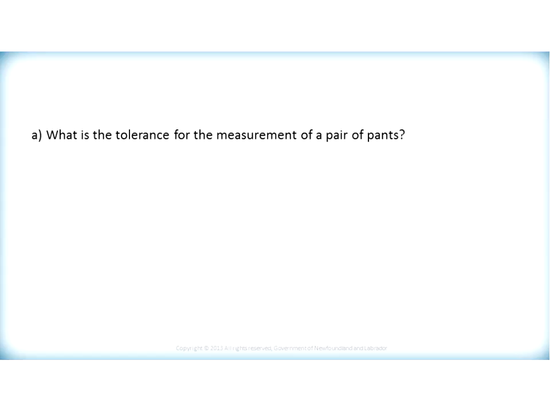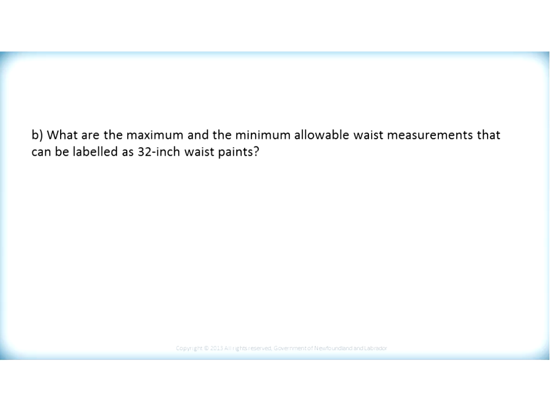The tolerance in this case would be 1/4 inches. They allow values that vary within 1/4 inch of the actual waist size. Second question, what are the maximum and minimum allowable waist measurements that can be labeled as 32-inch waist pants? So 32-inch waist pants can have a variation of 32 plus or minus 1/4 inches.